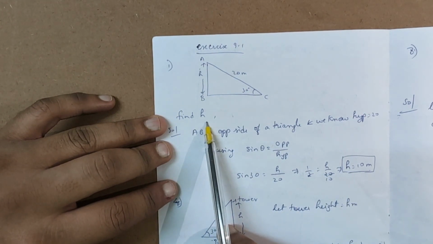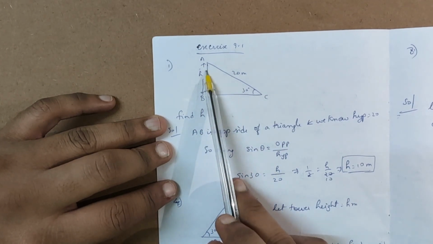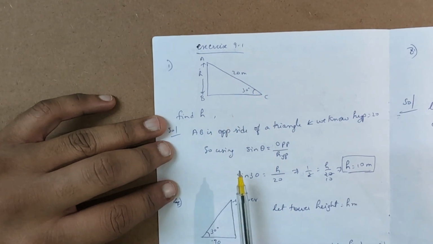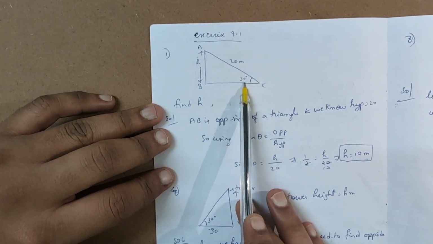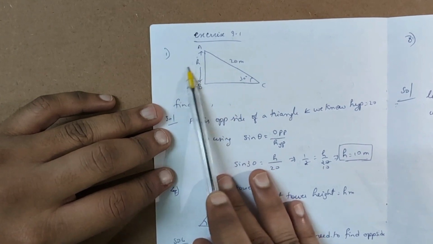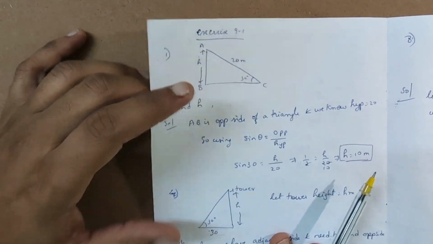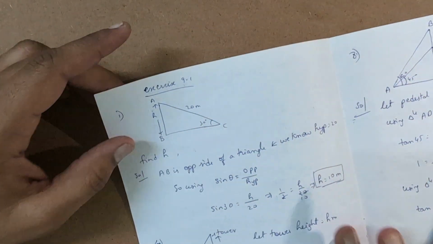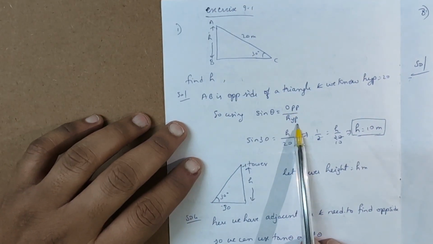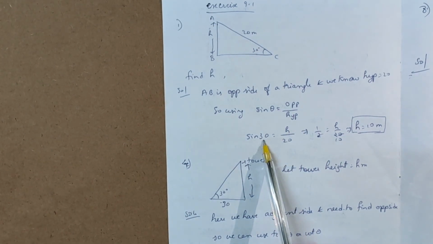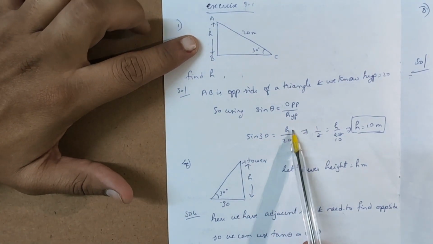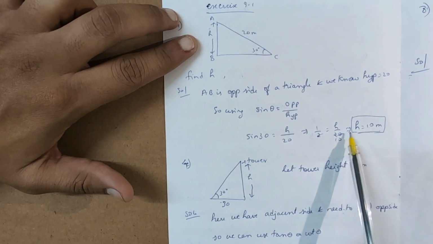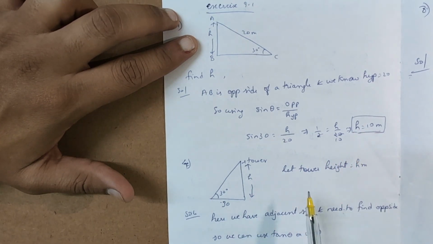Here they are asking to find the height, that is h. ABC is mentioned. The hypotenuse is 20, whereas the angle is 30. So here we know the angle as well as the hypotenuse, and we want the opposite side. Using which one can we get the opposite side? We can use sin theta, because sin theta equals opposite side by hypotenuse. So sin 30 equals h by 20. Sin 30 is 1 by 2, so 1 by 2 equals h by 20, so h equals 10 meters.